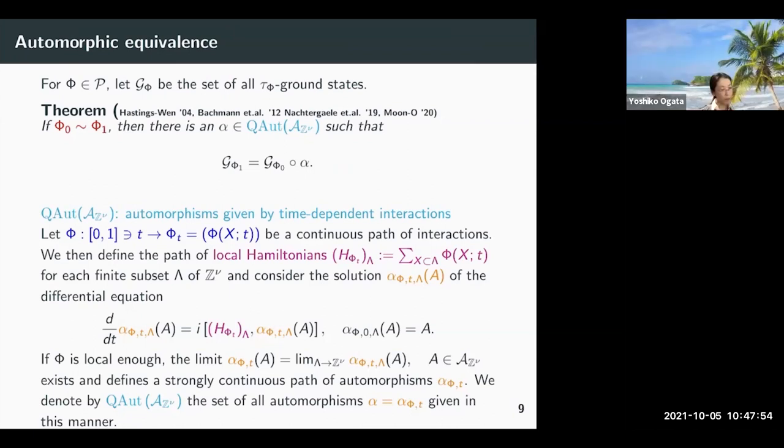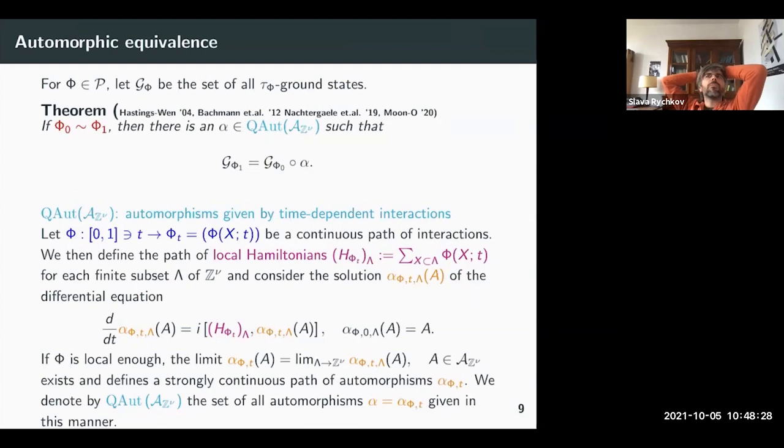The main difficulty, well, the idea is quite simple. Because of the gap, we can construct some differential equation connecting the ground states, and so, actually, I don't know how to answer.